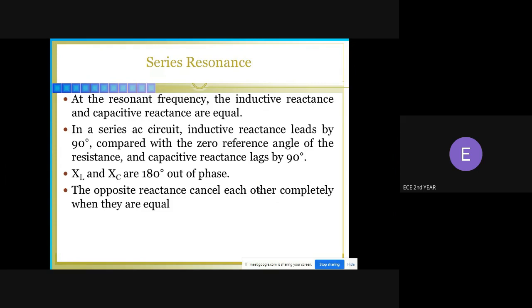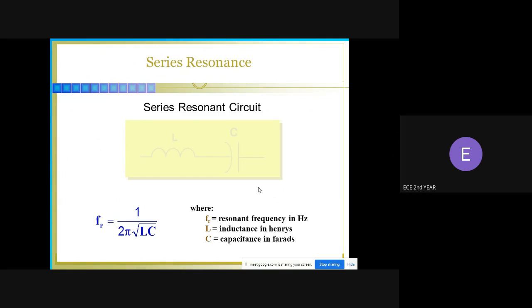So the phase angle between XL and XC is 180 degrees out of phase. The opposite reactances cancel each other completely when they are equal. Once XL and XC are in opposite phases and the XL value is equal to the XC value, both get cancelled and we get only the value of R. So this is a series resonance circuit.